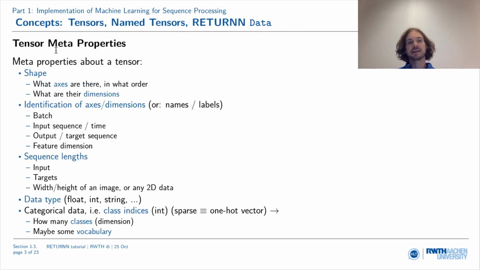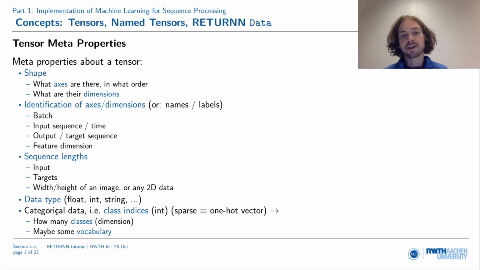So some meta properties you have for a tensor are the shape: what axes are there, in what order, what are their dimensions. And these axes or dimensions have some identification or names, labels, like you have the batch dimension, but then you have the input sequence dimension, time dimension, or the output time dimension, or feature dimension. Then you can have sequences of different lengths inside your tensor. So it is important to note these sequence lengths which you have for input or targets, or when you have 2D data, image with height, and the data type: float, int, string, and so on.